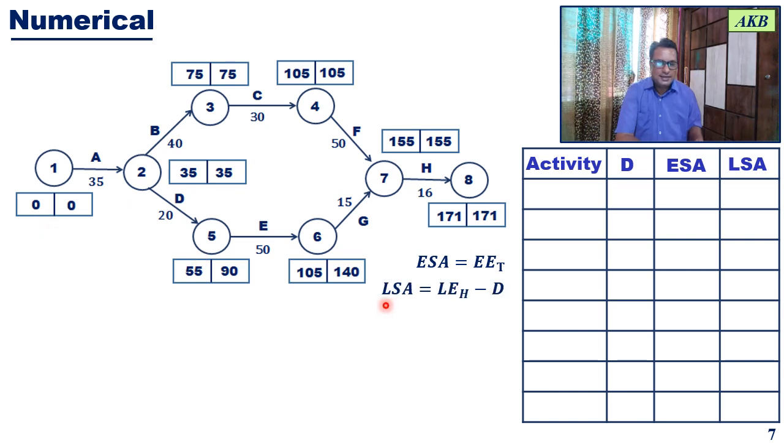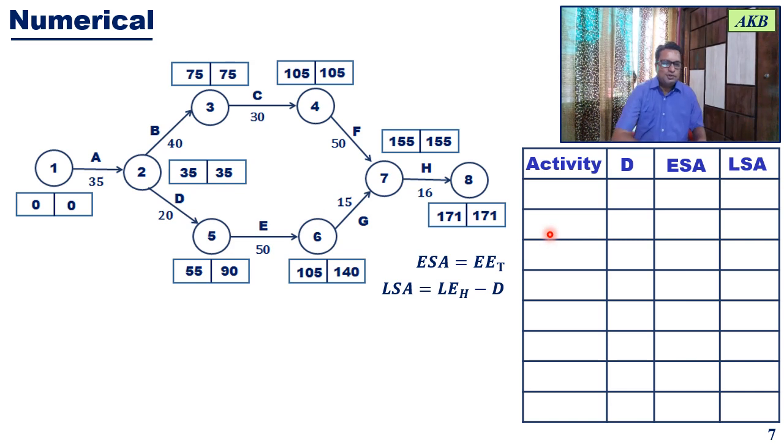So for activity A, the earliest start time will be 0. And latest start time for the activity will be latest event time for the head event minus activity duration. So for example, for activity A, the head event is 2, the latest event time for that is 35, and therefore the latest start time for activity A will be 35 minus the duration of that activity, that is 35, which comes out to be 0.